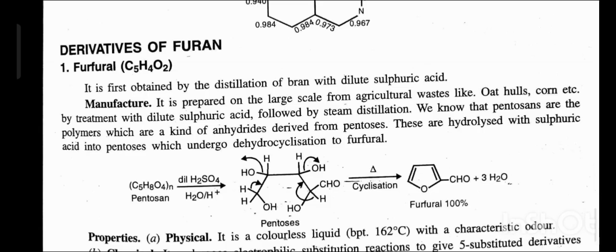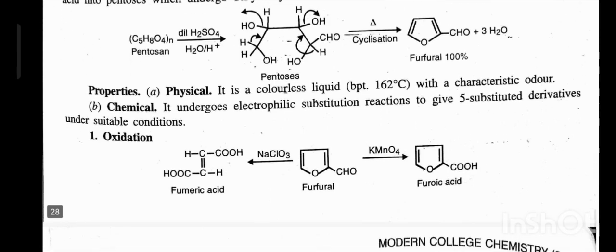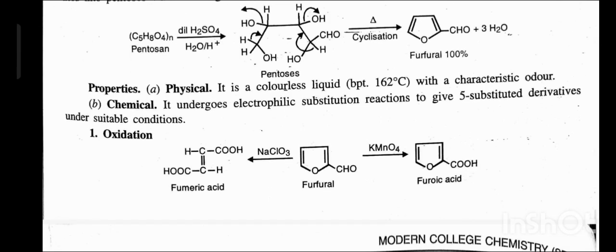We know that pentosans are polymers which are a kind of anhydro derivative of pentose. These are hydrolyzed with sulfuric acid into pentose, which undergoes dehydrocyclization to furfural. Properties. Physical: it is a colorless liquid with a characteristic odor. Chemically, it undergoes electrophilic substitution reaction to give 5-substituted derivatives under suitable conditions.